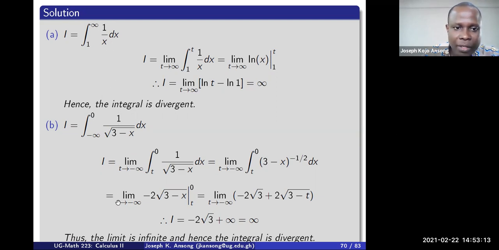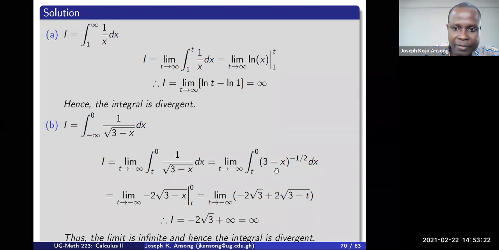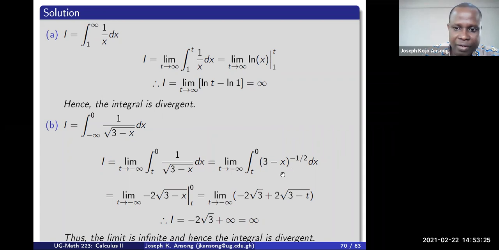Okay. So once again, I replace negative infinity with a variable. I call it t. So I have a limit as t goes to negative infinity of this expression. This I can write as 3 minus x to the negative half. All right. So I can easily integrate this. I add a 1 here and divide by that. If we integrate what is in here, you get negative 2 times the square root of 3 minus x, integrating from t to 0. So plug in 0 and plug in t, and you end up with this.